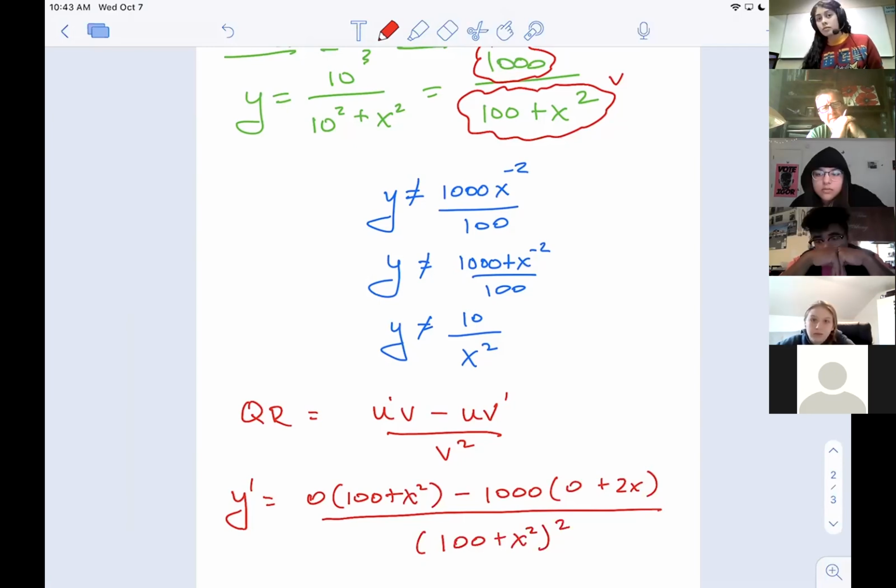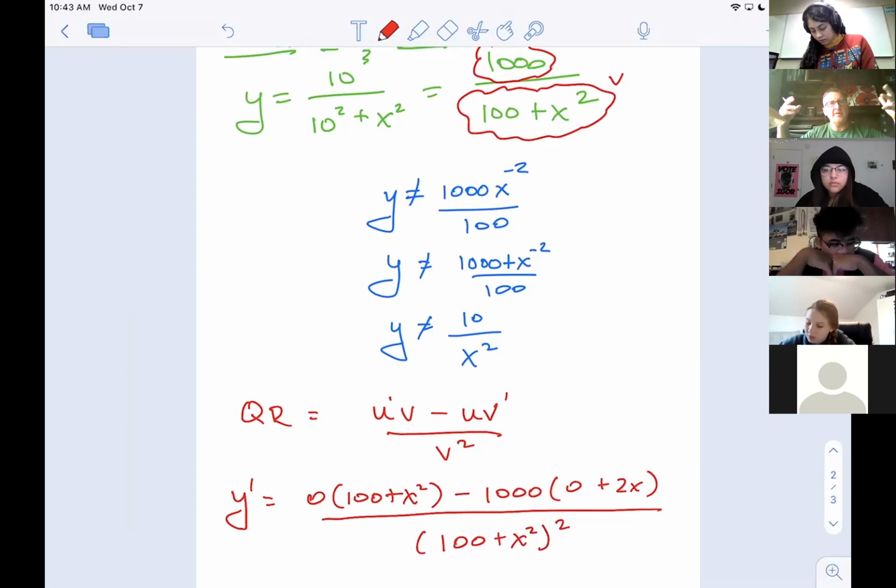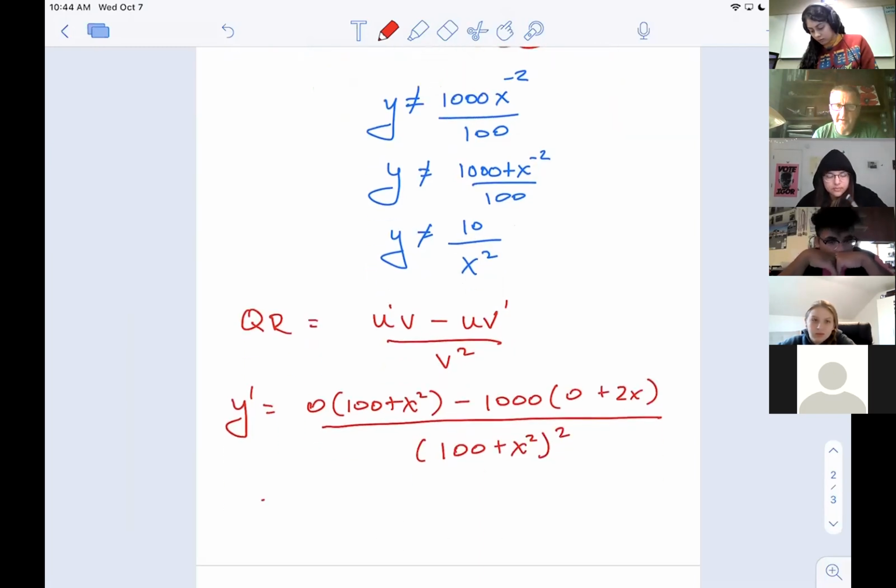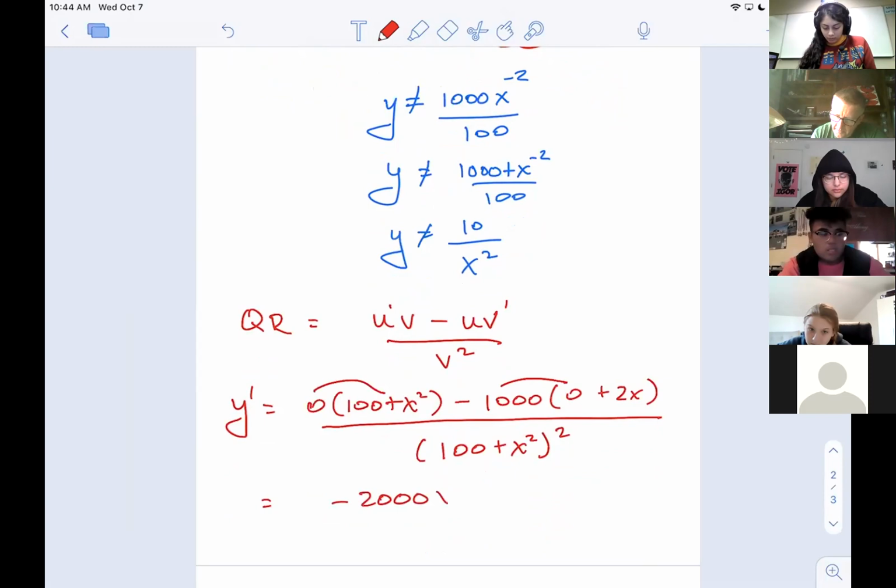Should I distribute that out? The answer is absolutely not, because the only reason I'm doing this is to use it for something. And if I distribute it out, there's going to be x's everywhere. In a minute, I'm going to plug in x is 3 or x is 7 to find a slope. And it'd be way easier to plug it in just like it sits. But I don't want to plug it in now because there's a lot of ugly here. So I've got 0 times all that, that's gone. And then 1,000 times 0, that's gone. I just really have negative 1,000 times 2x. So I have negative 2,000x on the top and 100 plus x squared, squared on the bottom.